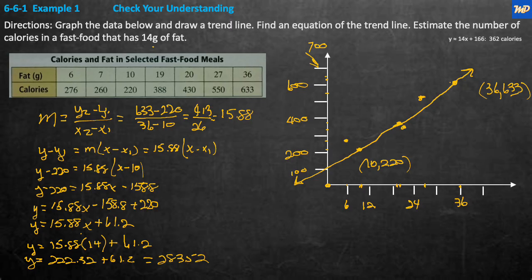Your numbers that you did would be different than mine. Hopefully they're somewhere near, as you can see here in the slide, with using the calculator on these, it came out to 14x plus 166, and then 362 calories. So my equation didn't quite come out like that, right? Mine did not come out that way. So I've got a 15.88 instead of 14, and I've got a plus 61 instead of plus 166. So my line is obviously off. So there we have it.